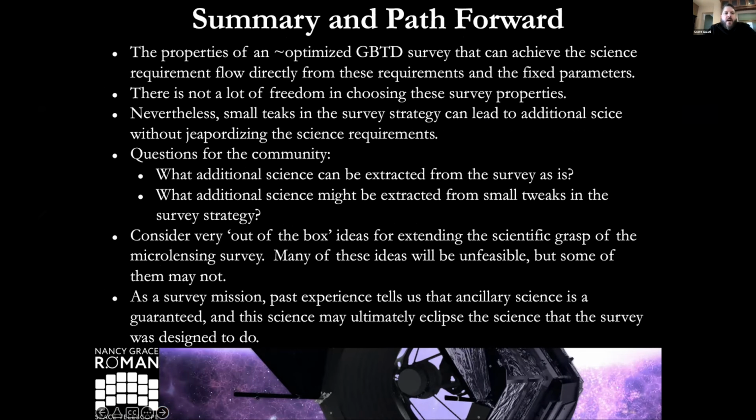And so this is kind of the path forward. I just want to throw these questions out to the community. What additional science can be extracted from the survey as is, and what additional science might be extracted from small tweaks in the survey strategy? And I encourage the community to think about very out-of-the-box ideas for extending the scientific grasp of the Bulge time domain survey. Some of these ideas may be unfeasible, but some of them may not. And with that, I'll take questions.